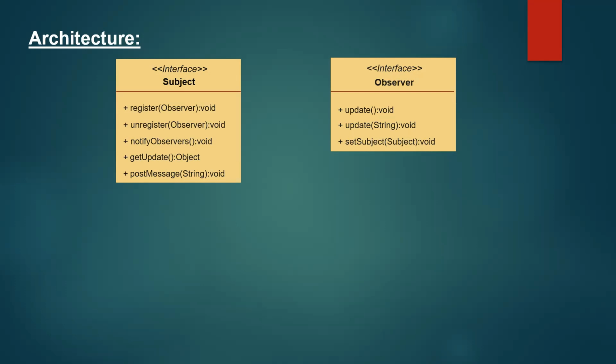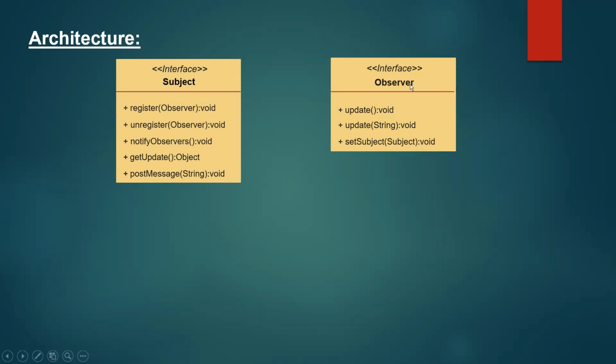And get update is a method which will be used by the observer to get the latest update and be in sync with the subject. And finally, we'll have the post message method in the subject, which is used to post a message.